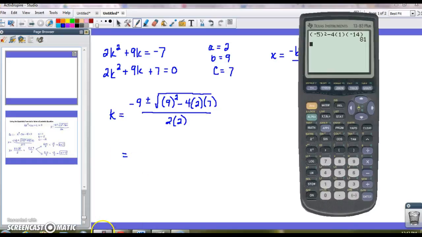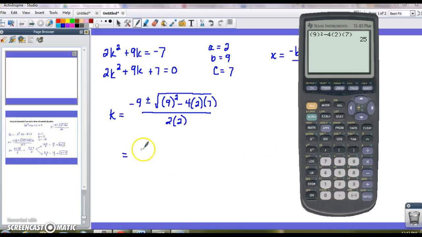Using my calculator, I'm going to go ahead and put in what's under the radical. So I have 9 squared minus 4 times 2 times 7. And that gives me 25.